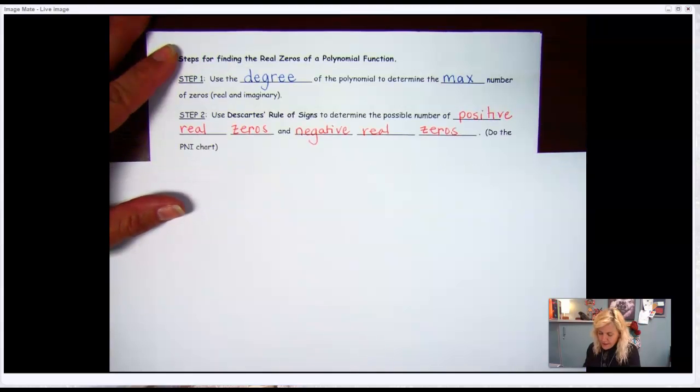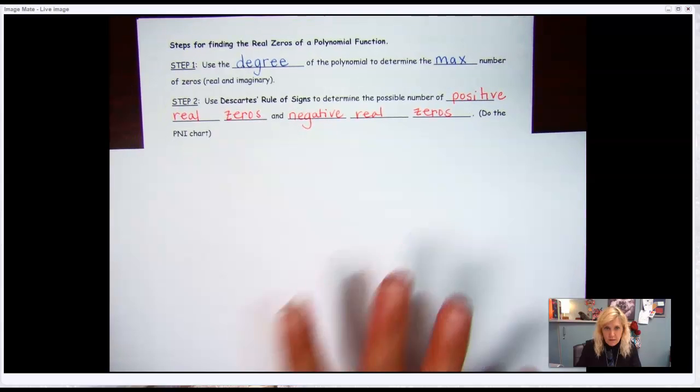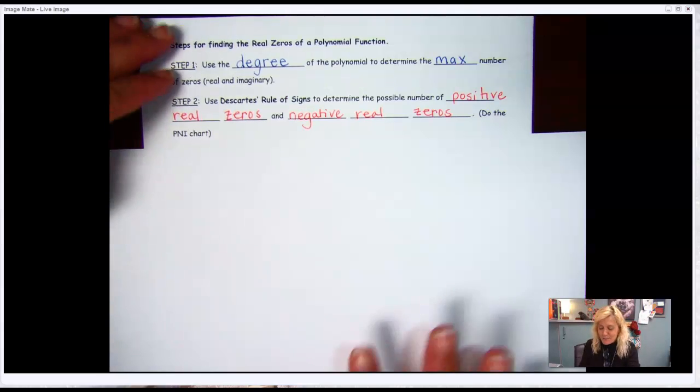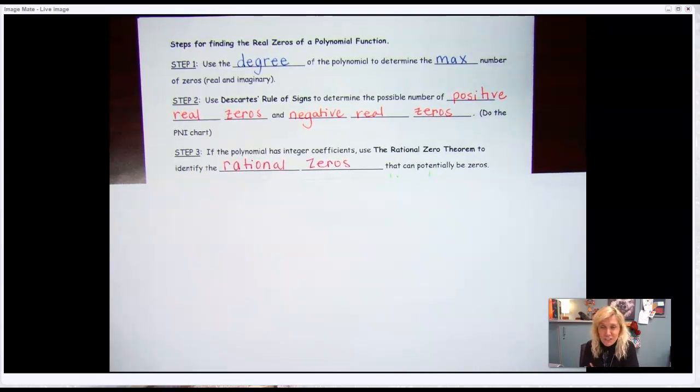And then after that, you are going to use the Descartes rule of signs to determine the number of possible positive real zeros and negative real zeros. You can do the positive, negative, imaginary chart. So this is an important step because if you do the Descartes rule of signs, it's going to cut down on how many times you're going to have to test rational zeros. And I'll actually show an example in a minute.